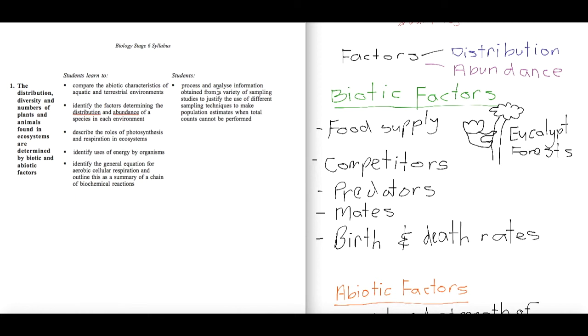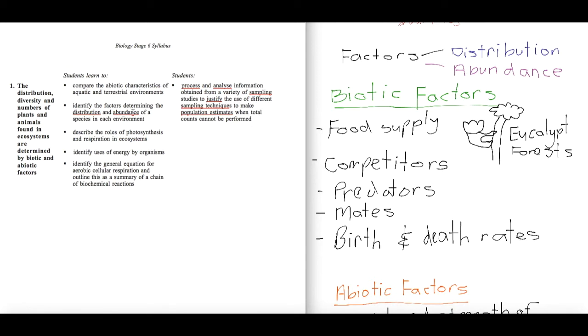We will now move on to the next dot point. So: process and analyze information obtained from a variety of sampling studies to justify the use of different sampling techniques to make population estimates when total counts cannot be performed.